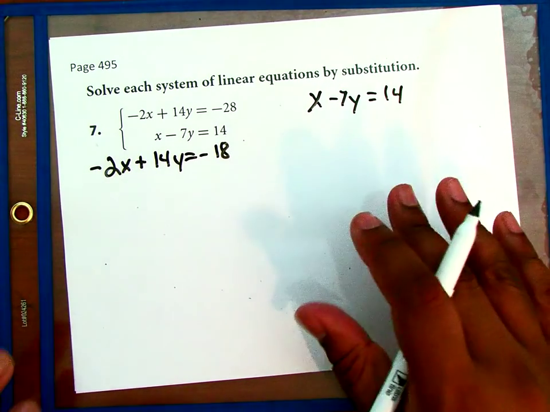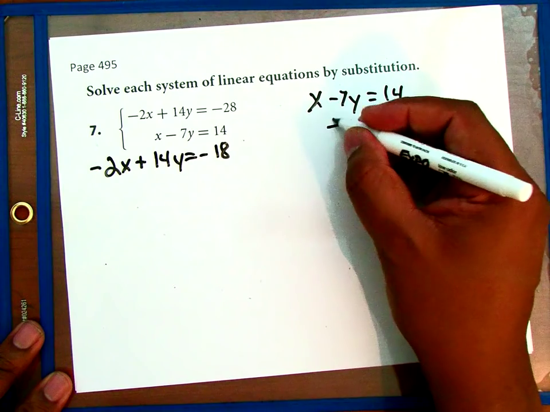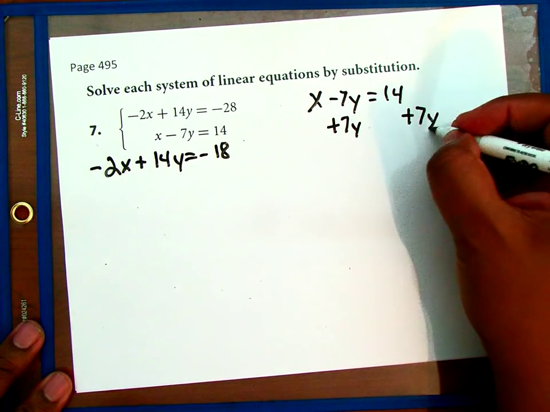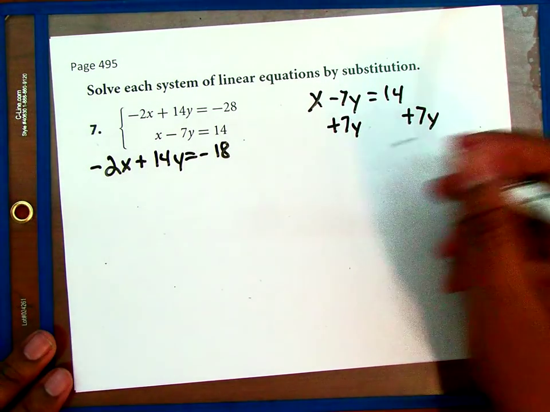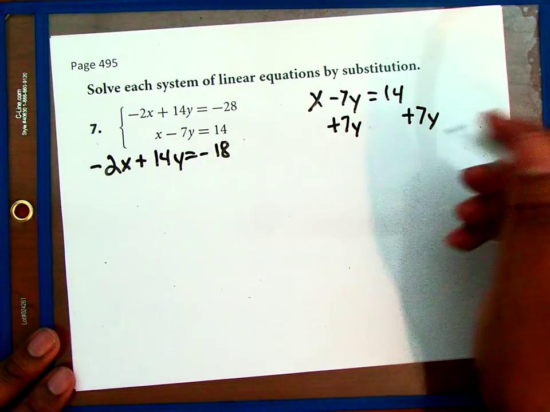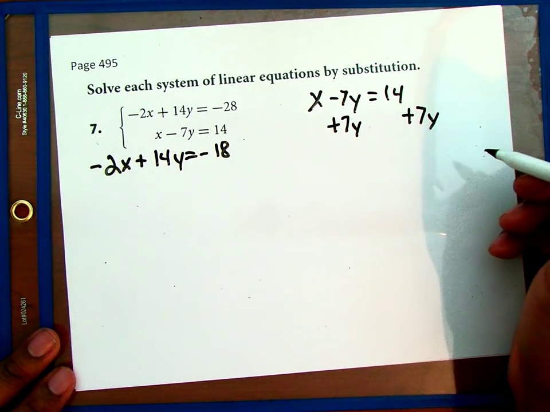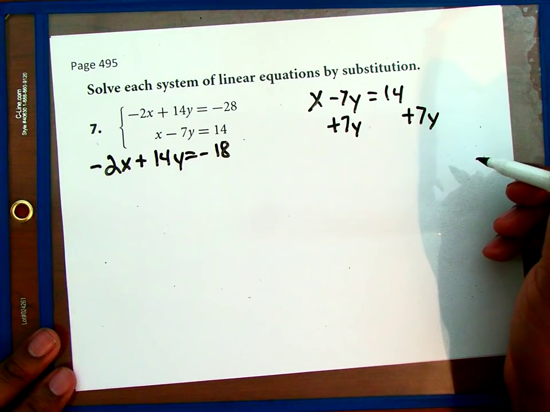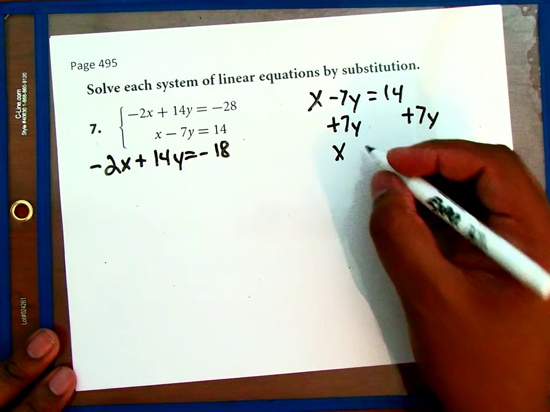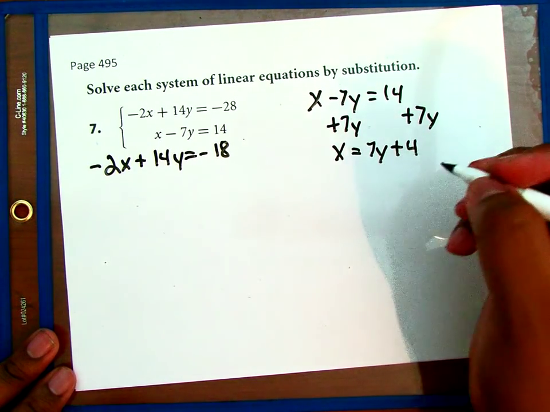Okay, now the easiest one to solve for would be to solve for this x. All I have to do is just move this y on both sides here, this 7y. Now, do you have to solve for the x? If you feel comfortable solving for y, you can totally do that. But you probably want to do as little division as possible so you can avoid fractions. So once I add 7y on both sides, I'm left with x is equal to 7y plus 14.